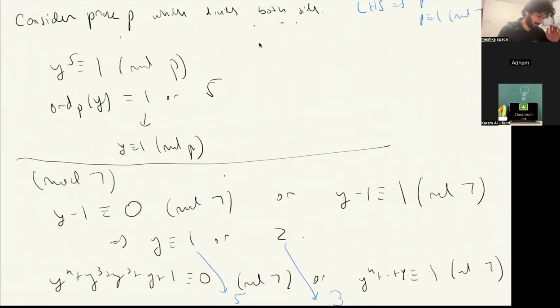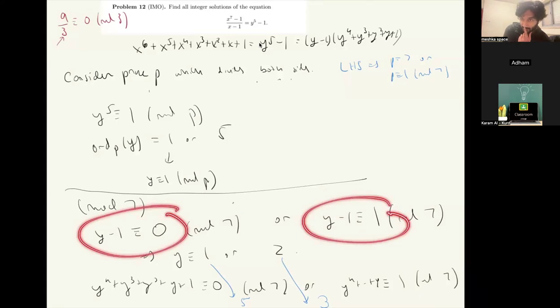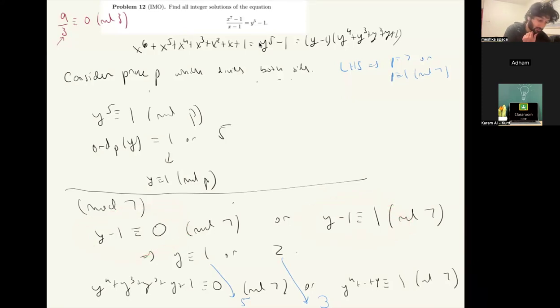Okay, excellent. But how do we know that 7 divides y minus 1? We don't. We just know that all the prime factors of y minus 1 are either 7 or 1 mod 7. But the result is that y minus 1 is either 0 mod 7 or 1 mod 7. And then we substitute y with 1 or 2, and neither will give you either of them.